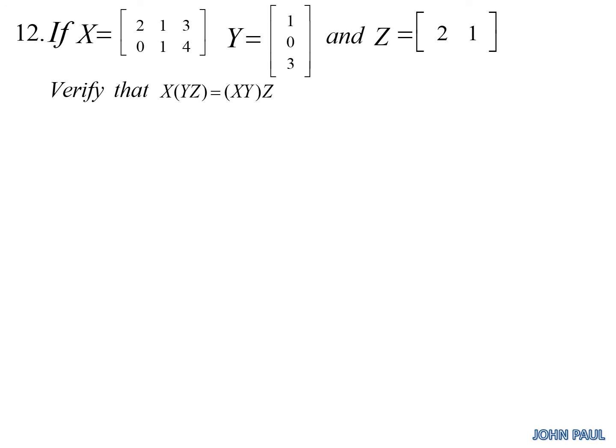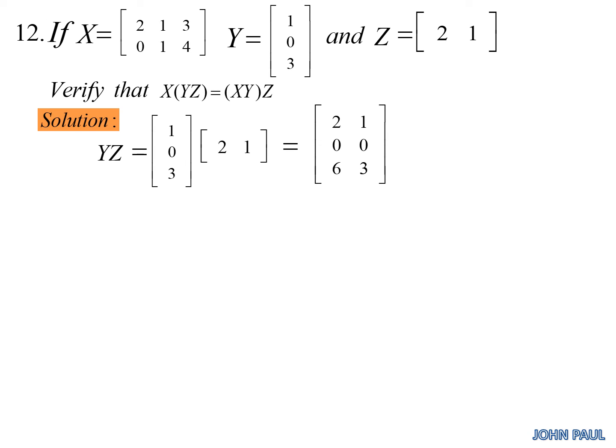Twelfth problem: if X, Y and Z are given, verify the condition. Solution: YZ equal to, substitute the matrices and multiply. As I said earlier, we will consider the order. What is the order of matrix Y? 3 by 1. For Z it is 1 by 2. So our answer will be of order 3 by 2. Multiply this: 1 into 2, 1 into 1, similarly 0 and 3.